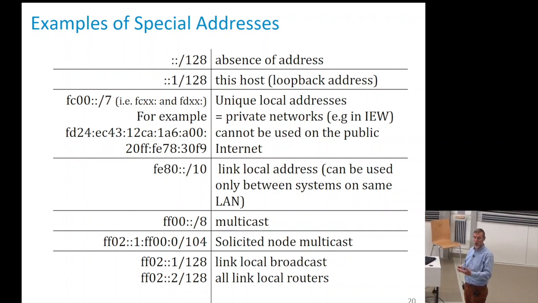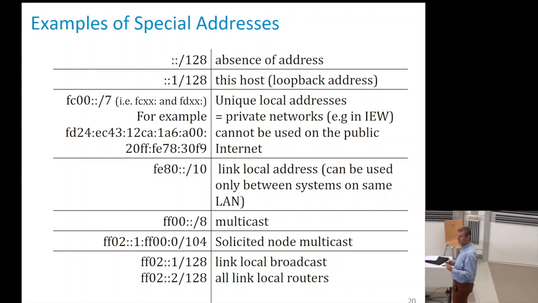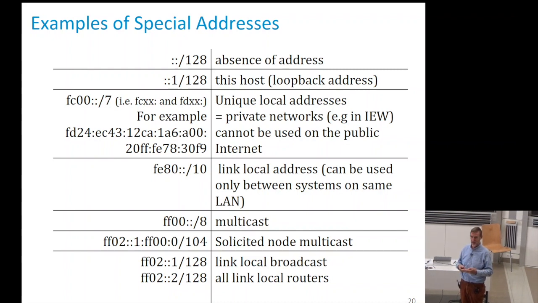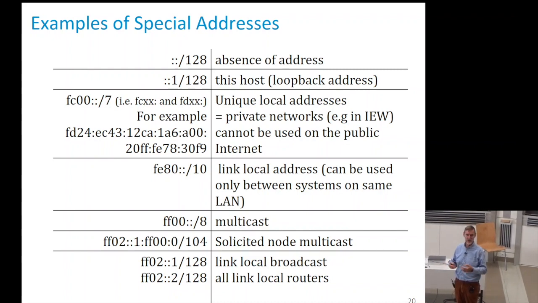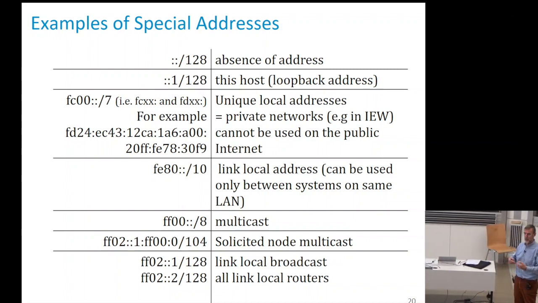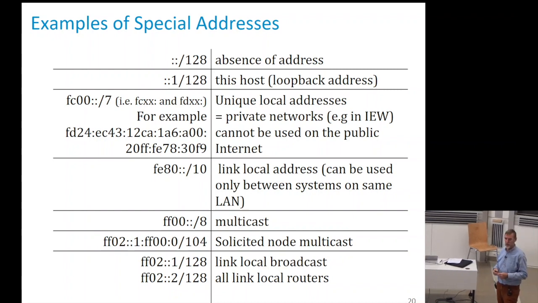We will see that, in fact, one of the things that an IPv6 host does when it boots is it creates first a link local address that allows it to communicate with other systems on the same local area network. And then it will speak to routers or to DHCP servers to get its prefix. But the first thing it will do is get its link local address.